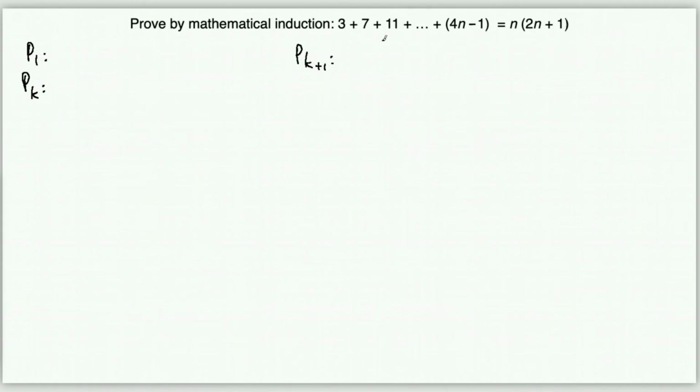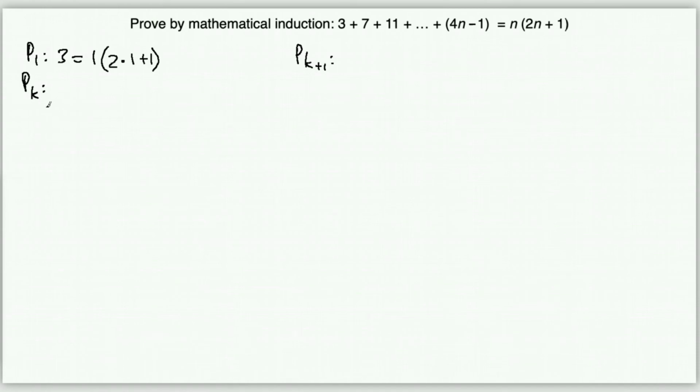So P1 takes only the first term because the n value is 1. There are n terms on this left side. When n is equal to 1, we're talking about the first term, so 3. On the right side, we substitute n with 1, so 1 times 2 times 1 plus 1. And we're just showing it. We're not showing it true yet.